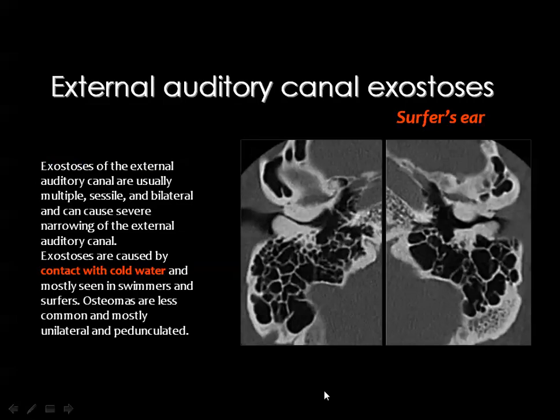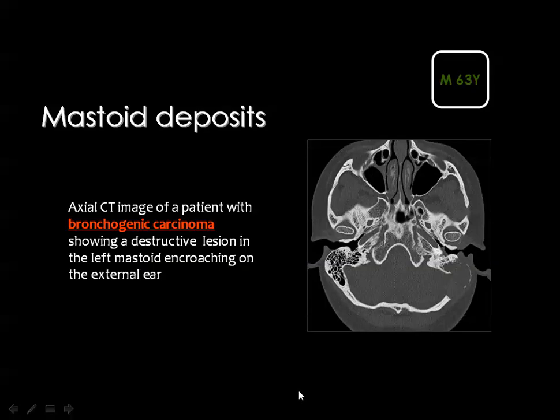Then this is just bilateral, almost symmetrical narrowing of the external canal due to osteomas or exostosis of the bony margins of the external canal, which is bilateral and almost symmetric. And this is usually caused by contact with cold water and seen mostly in swimmers and surfers. If you see this appearance, it's almost diagnostic and is usually seen on both sides and is almost symmetric.